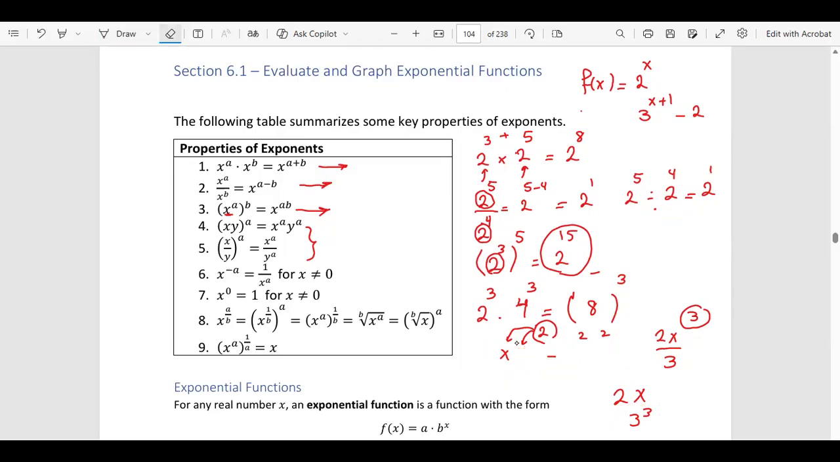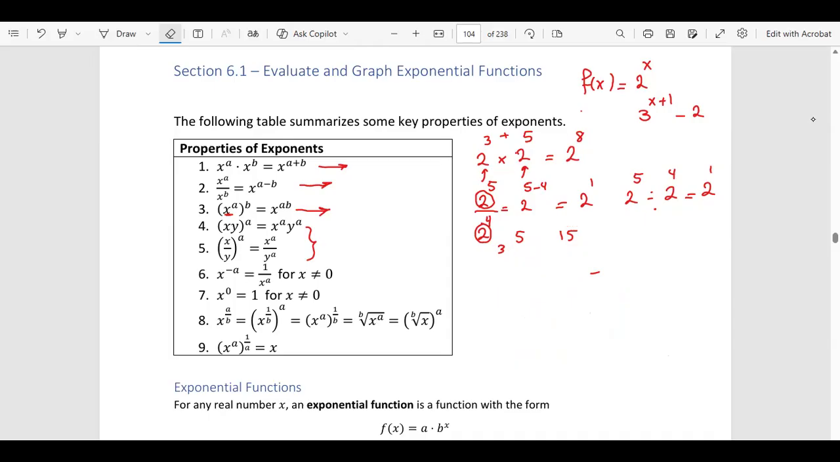The next rule or next property is about negative exponents. What does a negative exponent mean? Because when we say that the exponent means multiply something by itself that many times.